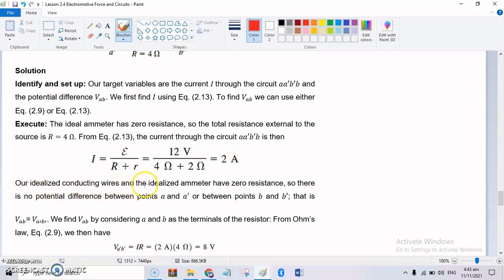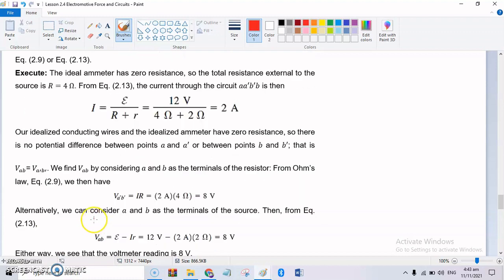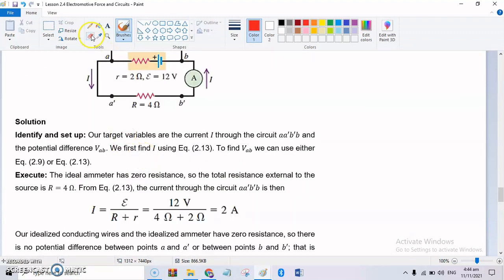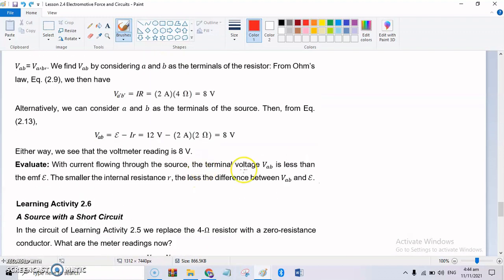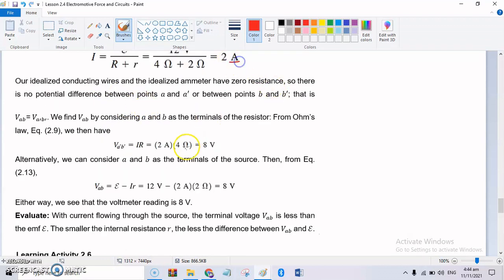Our idealized conducting wires and the idealized ammeter have zero resistance, so there is no potential difference between points A and A prime, or between points B and B prime. That is, VAB and VA prime B prime are equal. We find the VAB by considering the terminals A and B only, meaning to say this only. So, from Ohm's law, equation 2.9, VAB is equal to IR. The current is 2 ampere and the R is 4 ohms. That is equal to 8 volt.